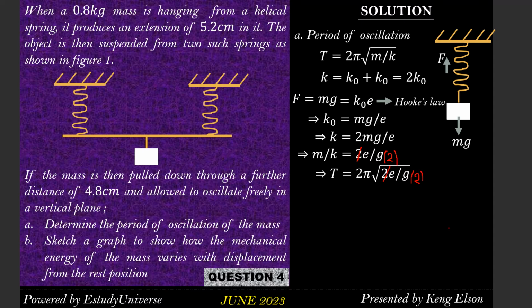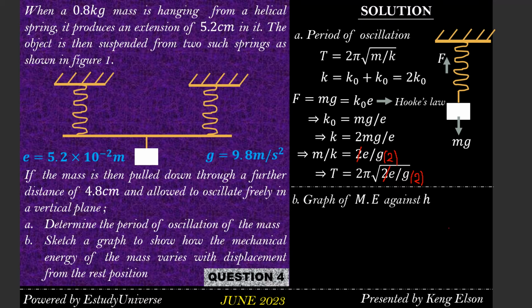Your g is 9.8. Now let us have the values. Your e is the original extension, because that e is not the extension of 4.8. No, it is the extension of 5.2, because that e is a result of Hooke's law when we're applying it to just a single spring, k0 times e is that extension. So I've changed it to meters, we divide by 100. What about g? 9.8 meters per second squared. So when you punch it in correctly, I'm going to give you the answer at the end.